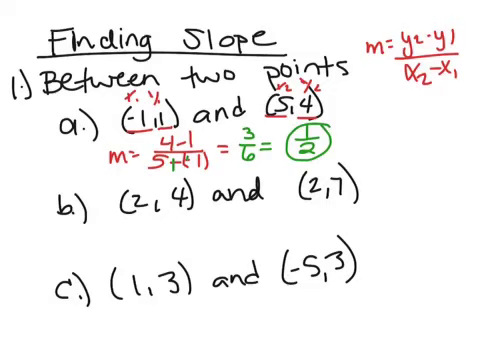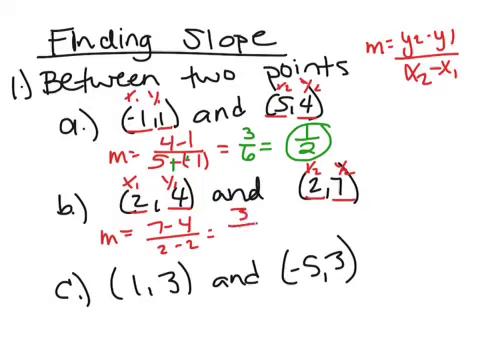In B, same thing, I want to use my slope formula. My first ordered pair is x1, y1, the second one is x2, y2. So my y2 minus y1 is 7 minus 4, and then my x2 minus x1 is 2 minus 2. So that gives me 7 minus 4, which is 3 in the numerator, and 2 minus 2, which is 0 in the denominator. It is mathematically impossible for me to do 3 divided by 0. So since that happens, my answer is that there is no slope, also known as being undefined.